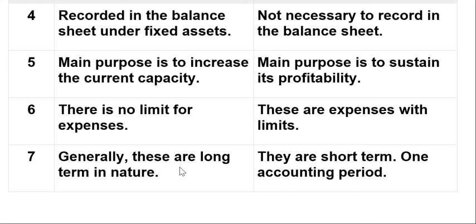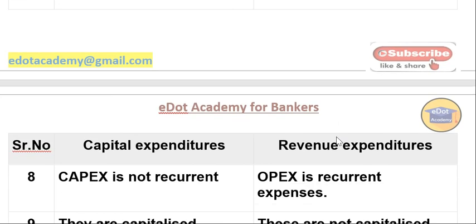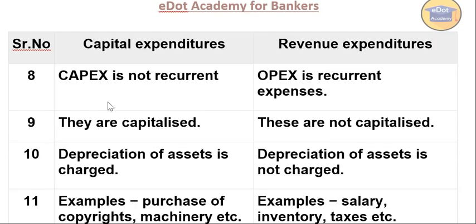I told you the capital expenditure will go beyond one accounting period, whereas revenue expenditure is only for the short term. Next, number 8, capital expenditure is not recurrent, meaning every now and then you will not be purchasing machinery or paying for the installation of the machinery. So this is not recurrent. Whereas revenue expenditure is recurrent in nature, that means every month or every day you have to incur it.